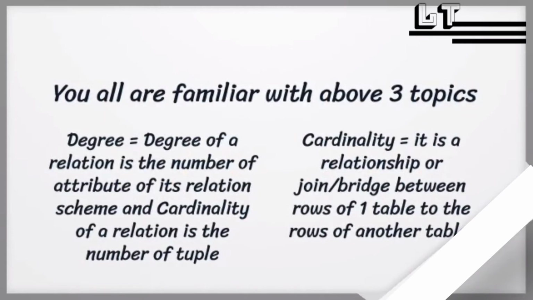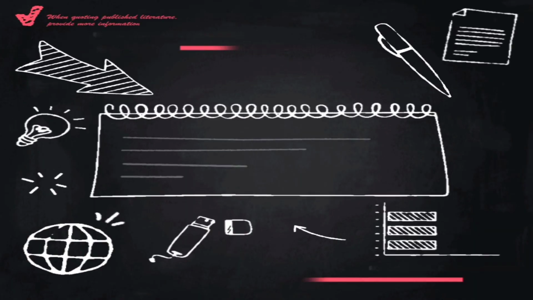cardinality? So, the degree of a relation is the number of attributes of its relation scheme, and the cardinality of a relation is the number of tuples. So, now what is cardinality? It is a relationship or join, a bridge between rows of one table to the rows of another table.